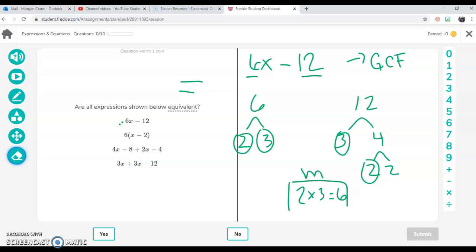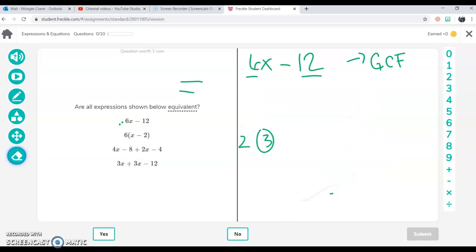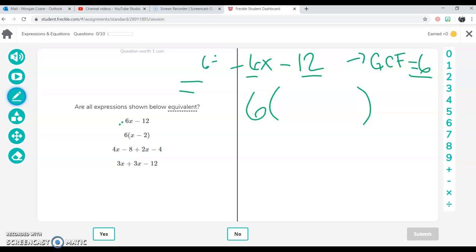Now I'm going to erase this real fast. Alright, so that equals 6. So we're going to take that greatest common factor, and it goes on the outside of the parentheses. So if I take 6 away from 6, like I do 6 divided by 6, I'm going to get 1, so I have 1x, or just x. If I do 12 divided by 6, I'm going to be left with 2, and the minus sign drops down. So we end up with 6 times x minus 2. So that means that these two are equivalent, so we're good to go with those.